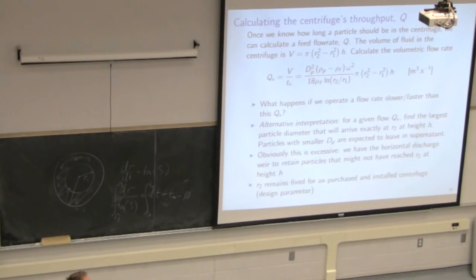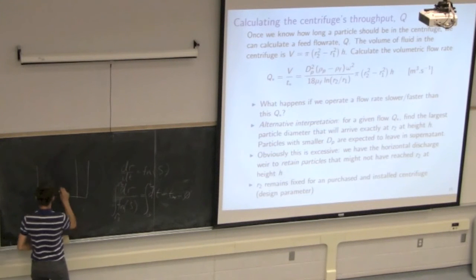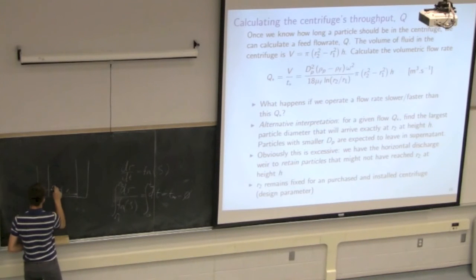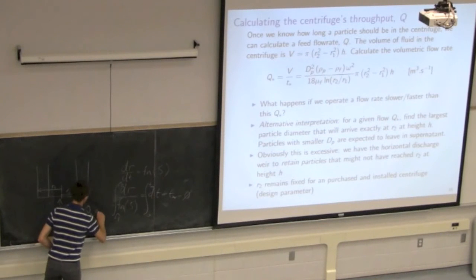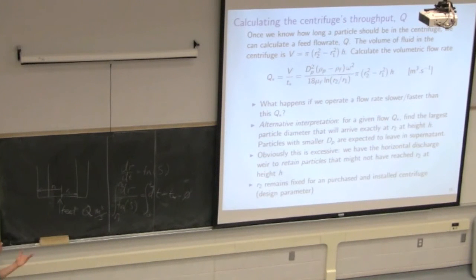So where we're at now, we know how long a particle should be in the centrifuge, that time T star. We can calculate the feed flow rate so the particles can stay in the centrifuge for that time. If we look back at that centrifuge diagram, I'll just redraw it over there. There's my vertical wall of water, and there's R1, and here's R2. I'm going to feed material in over here at some flow rate Q, in meters cubed per second, my feed flow rate. What I'm asking is, what should that volumetric feed flow rate be so that those particles remain in the centrifuge for that given time?